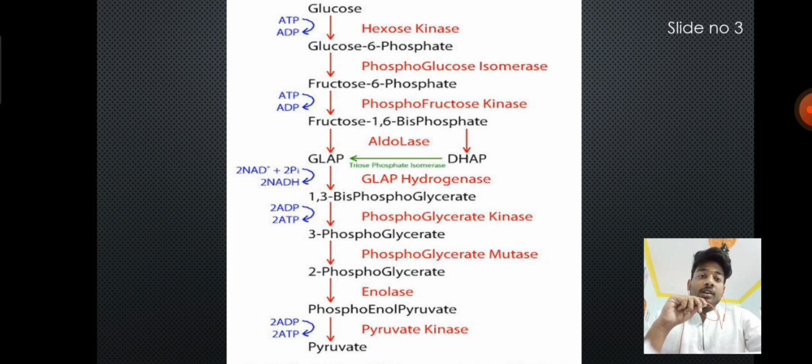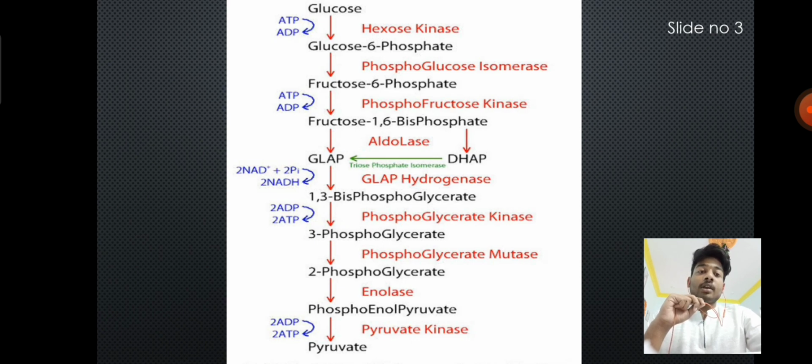Until now, we invested the ATP. Now coming to the splitting phase. In this phase, this fructose 1,6-bisphosphate is split into two molecules of 3-carbon compound, which are glyceraldehyde 3-phosphate and dihydroxyacetone phosphate. It occurs in presence of enzyme aldolase.